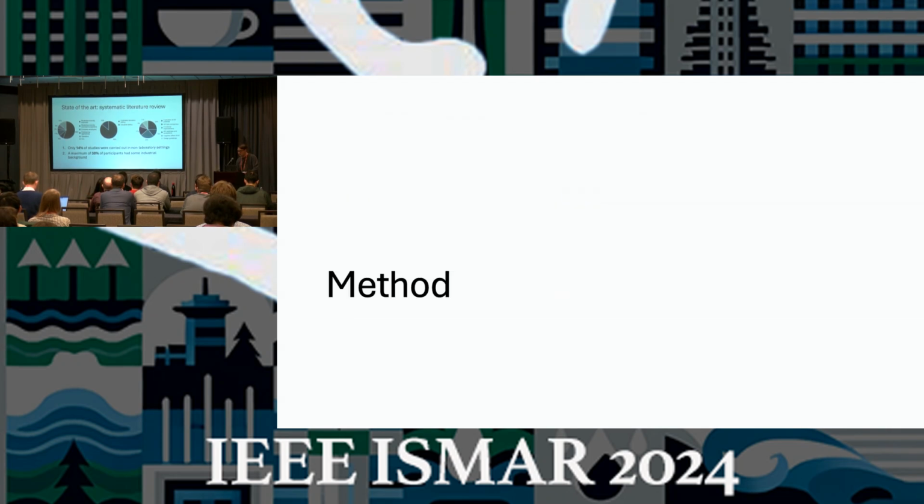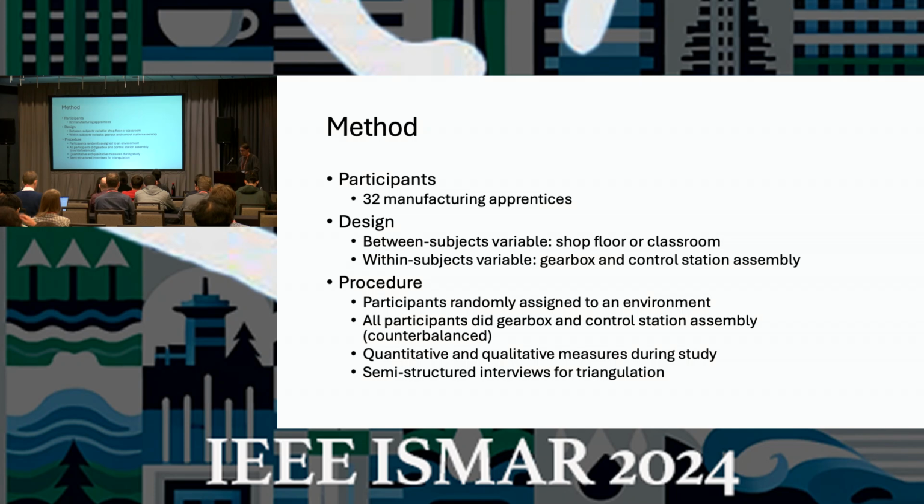So what we want to do here is to check what's called construct validity. Are we giving people appropriate tasks that make sense, and measuring the right things? And what about ecological validity? Are the results generalizing to the settings where we want these systems to be successful, that is, in industrial environments? In terms of method, we recruited 32 manufacturing apprentices. These are people who have manufacturing experience, but they're still in training.